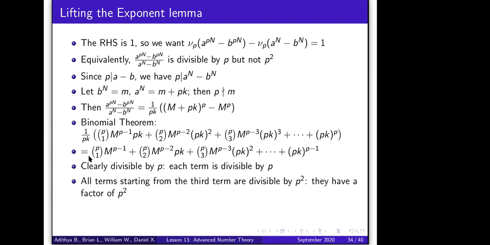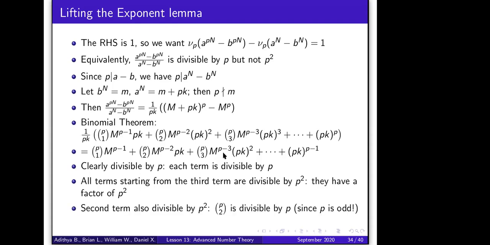But the first term is not. P choose 1 is just one factor of P, and P isn't a divisor of M. So there's only one factor of P in the first term. Now all of the terms are divisible by P squared, except for the first term. That means the entire sum is not divisible by P squared. So we've shown that this thing is divisible by P, but not P squared. So we're done. Any questions?